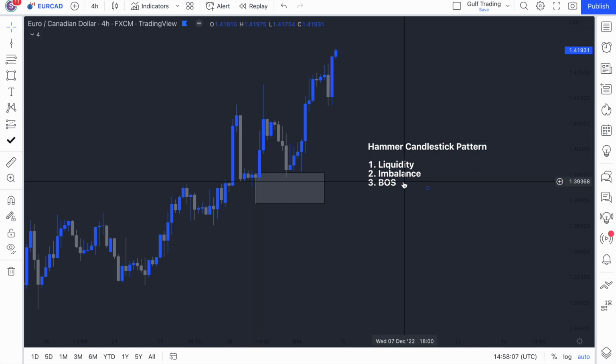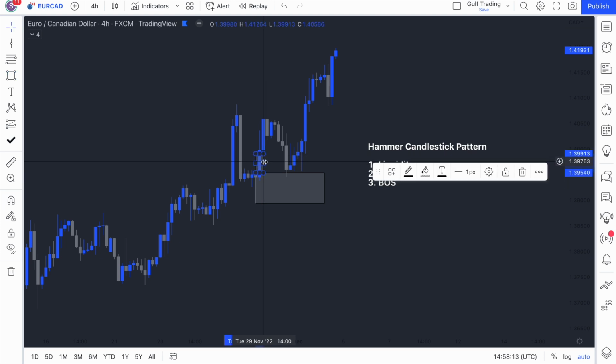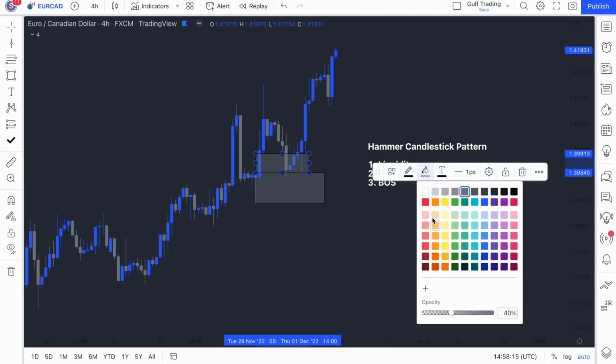The second concept is imbalance. As you can see in this zone here, there's some imbalance. Just highlight that a different colour.